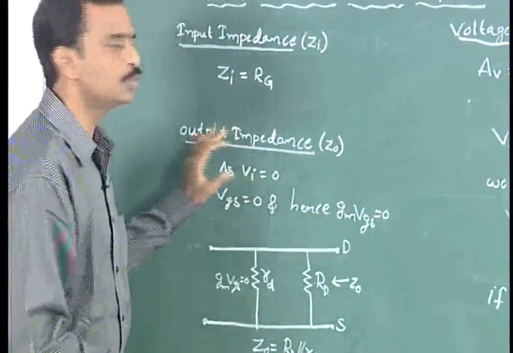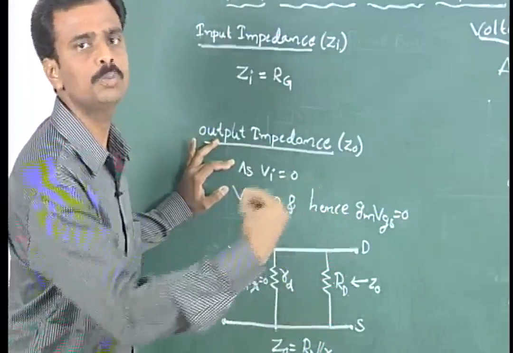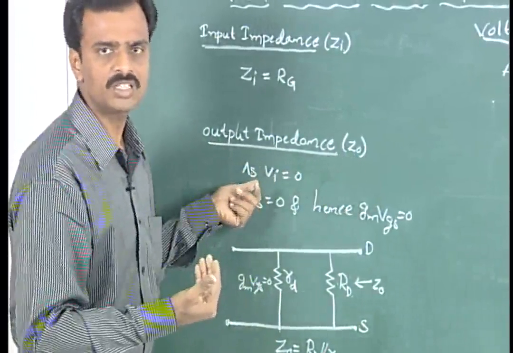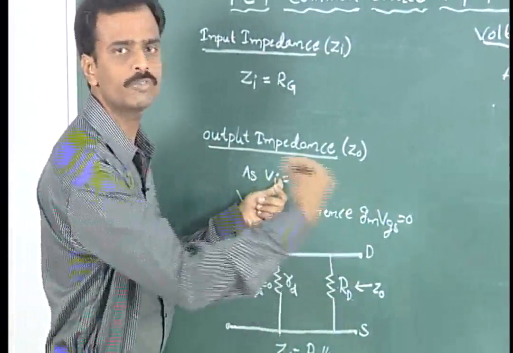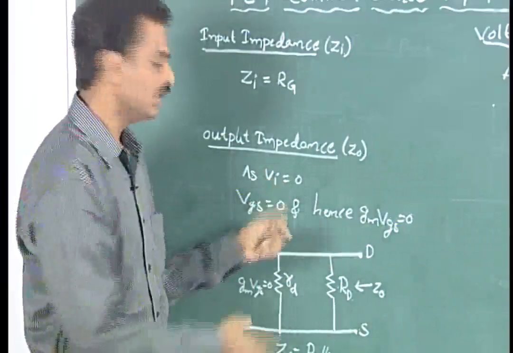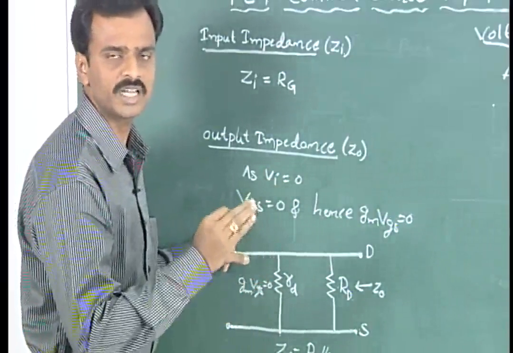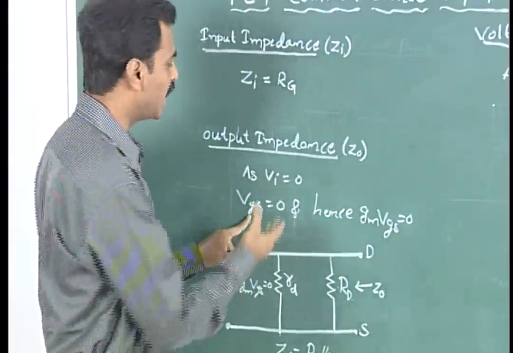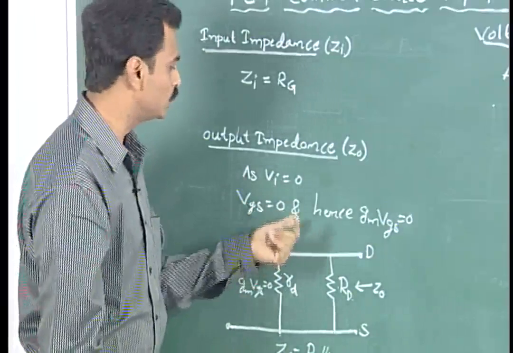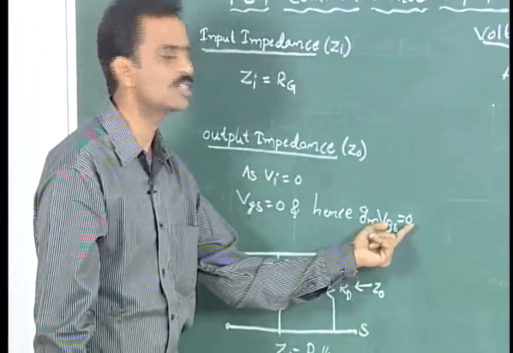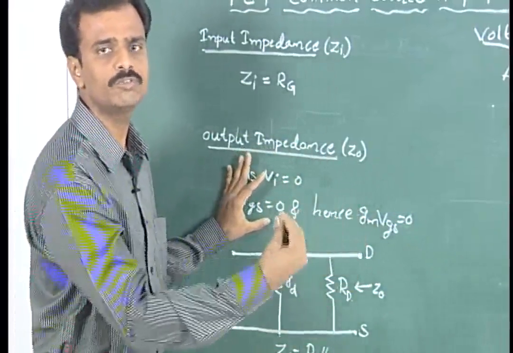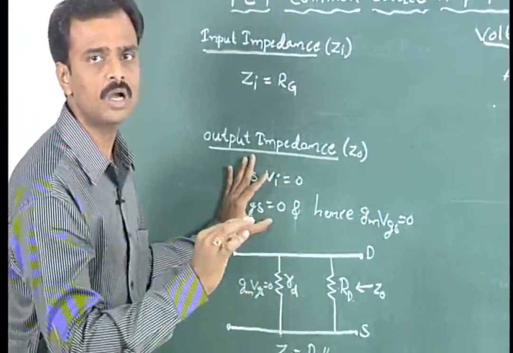output impedance. To calculate the output impedance, we have to look at it from the output side of the equivalent circuit. By doing so, obviously the input voltage will be 0. As Vi will be equal to 0, VGS, which is the voltage connected between the gate and source terminals, will also be equal to 0. Hence gm VGS will also be equal to 0. So totally the input voltage source will be equal to 0 as we are looking from the output of the equivalent circuit to calculate the output impedance.